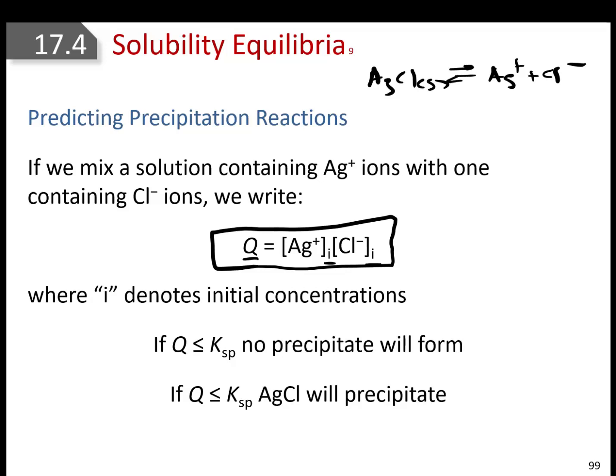So here's what we know. If Q is less than K, no precipitate will form, because if Q is less than K, the reaction is going to go in the forward direction. That means more ions are formed and no precipitate will form. If Q is greater than K, oops, there's a mistake there, then a precipitate will form because the reaction goes this way, back to the solid. All right, so maybe that's caused confusion. This is important. This is it right here.